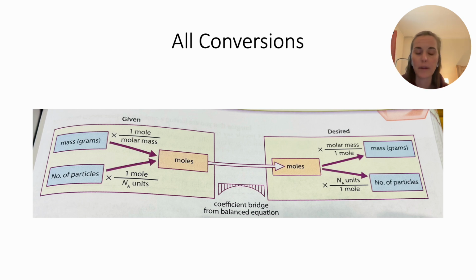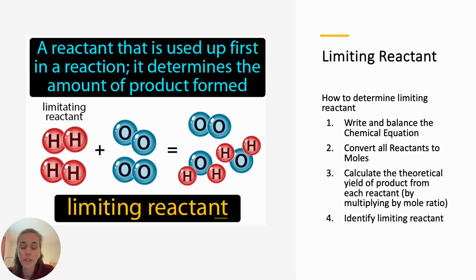It's all right there. We're going to talk about your limiting reactant. So a limiting reactant is a reactant that is used up first in a reaction, and this will determine the amount of product that is formed. And if you think of the opposite, you can have an excess reactant, and that is a reactant that is not going to be used up first.